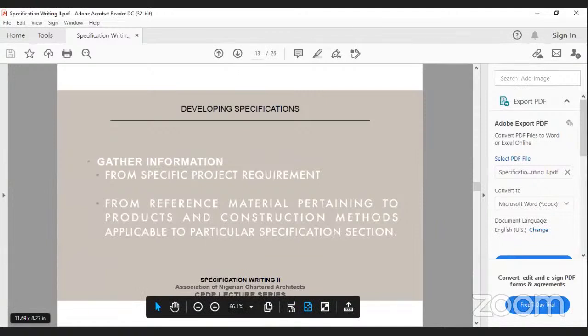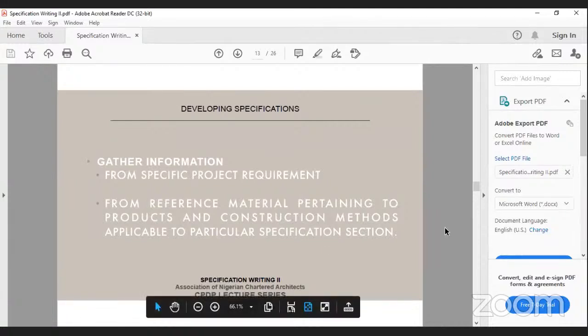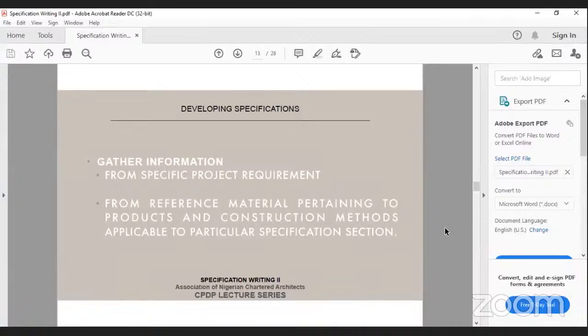Yeah. So when you want to develop your specifications, your first step is to gather information. You could gather information either from getting specific project requirement or from referencing material pertaining to the products. So when you talk about specific project requirement, that means you are getting the information from the drawing. The drawings or the schedules or the charts or the tables from those drawings. That's the first way you gather information.